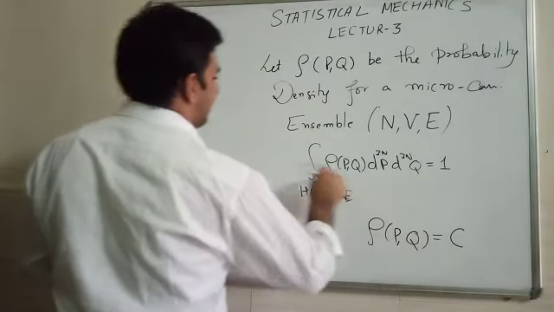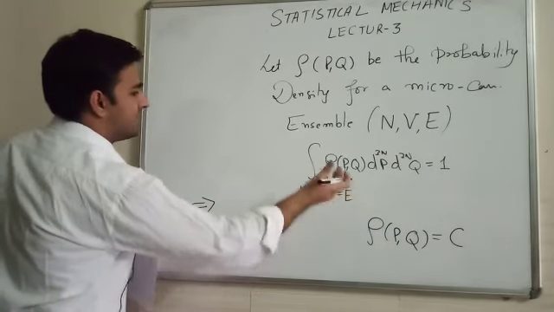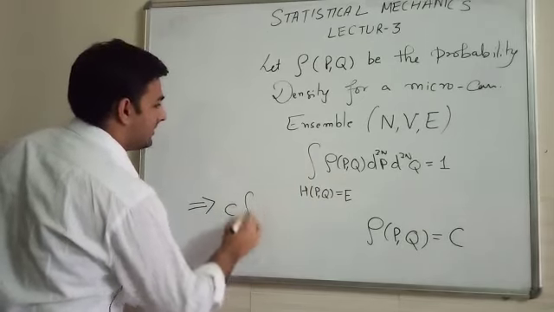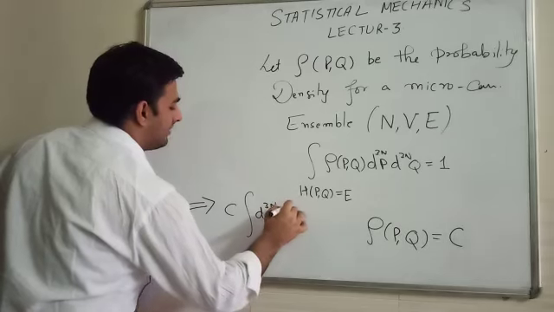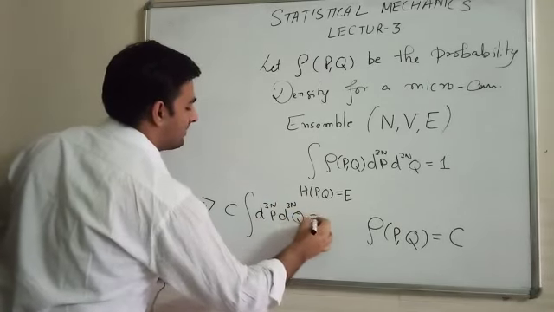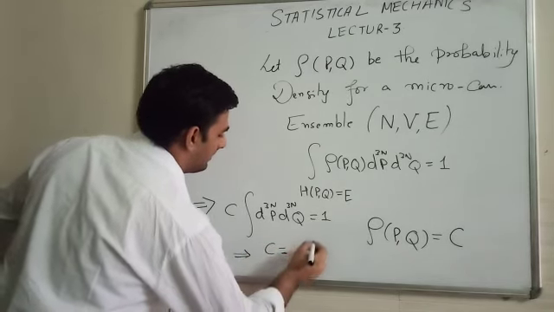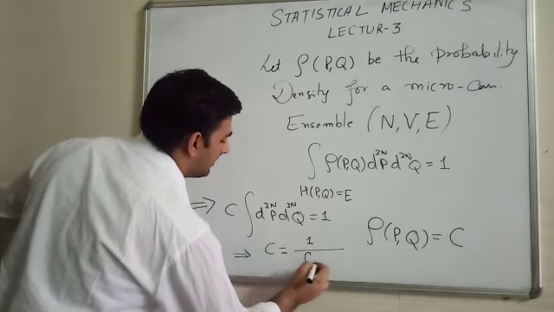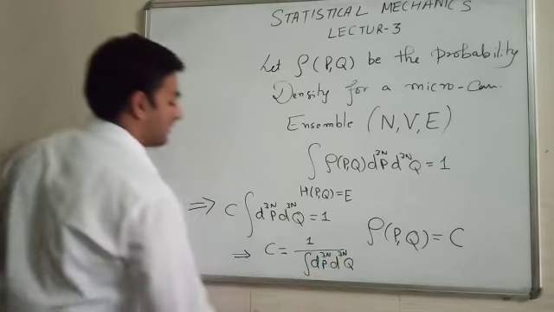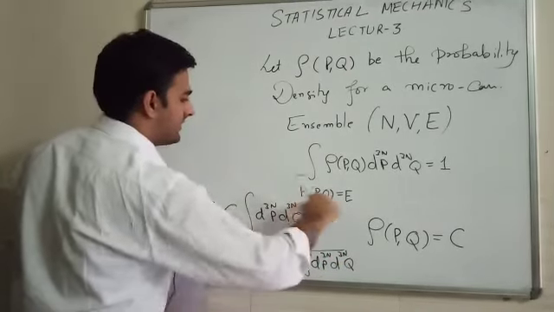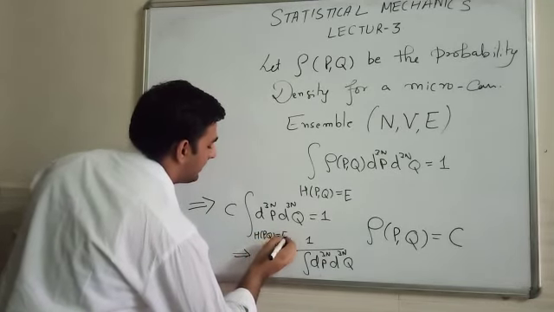So let's just put C in here. We can take the C out of the integral. So C times the integral of d3N P d3N Q must be 1. So C just comes out to be the inverse of the phase space volume, 1 over the integral of d3N P d3N Q. Here the constraint is similar: H(P,Q) must equal E.